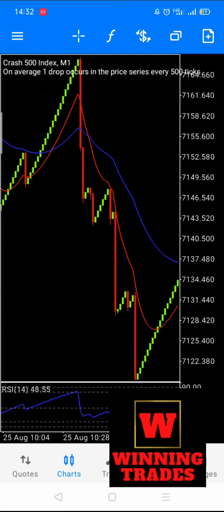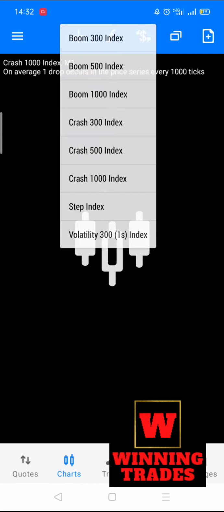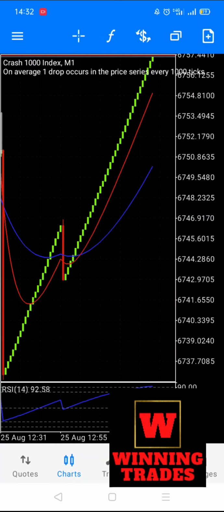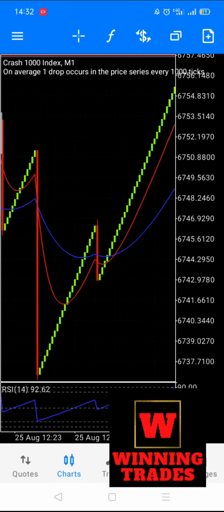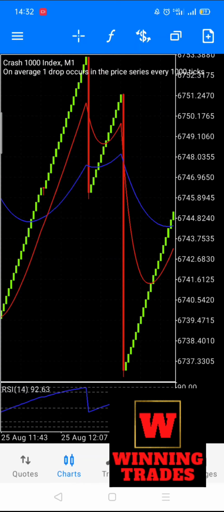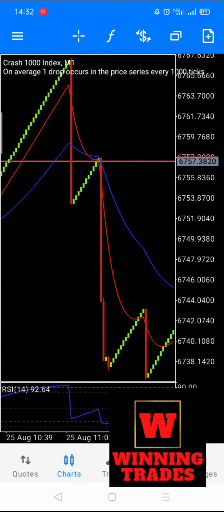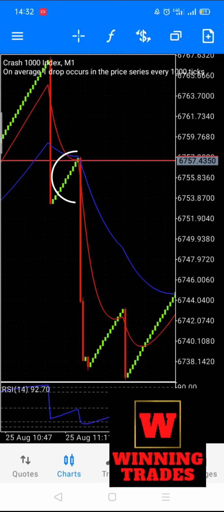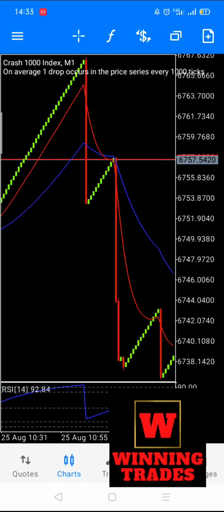So let's go to Crash 1000, guys, so we don't waste too much time. On Crash 1000, we are looking for where the 13 EMA crosses below the 50 EMA. Let's go backwards and look for a perfect example. Even if it's this one here, this spike caused the 13 EMA to cross the 50 EMA. At this point where the price came back to touch the 13 EMA, you would have taken your sell and you would have been in profit. Okay, guys. Now let's go backwards for a perfect example.